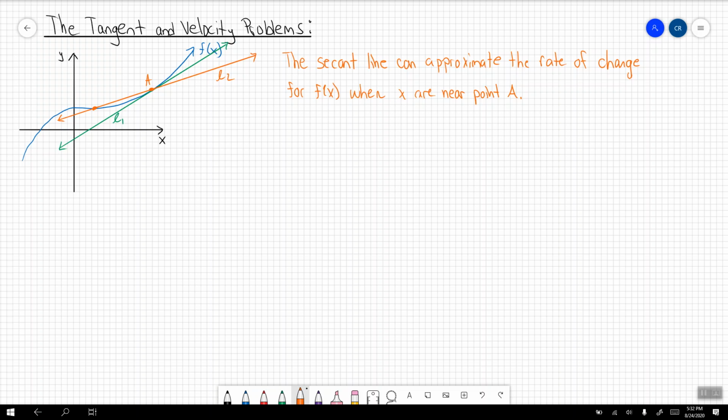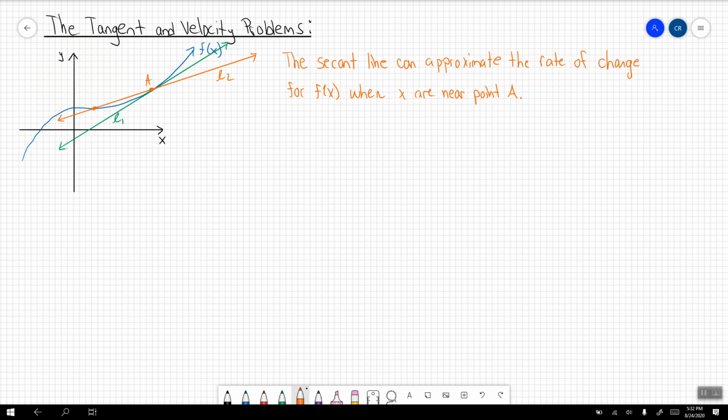Now, what's really nice about this is that the average rate of change is really just going to be the slope of the line L2, or your secant line, and when we want to find that slope, we want to choose the other point close enough to point A that it'll give us a really good result. So again, we want to find the slope of the secant line in order to get a really good approximation for what that rate of change is going to be.